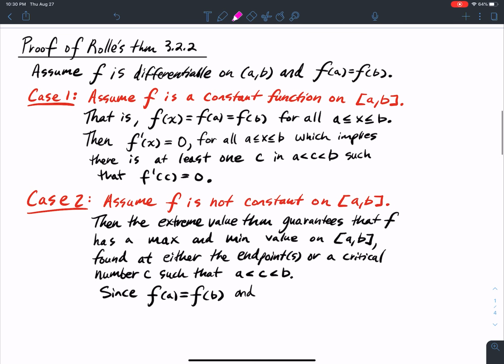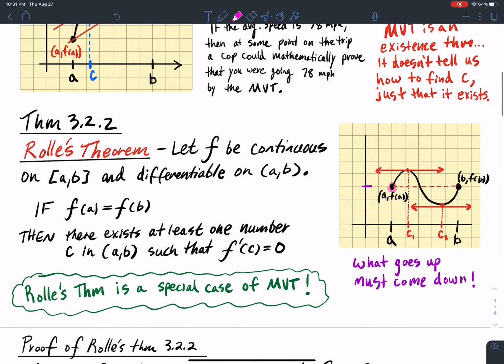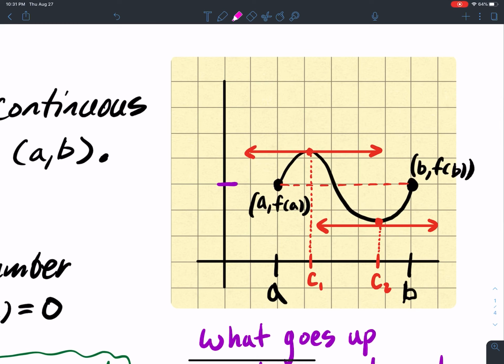Now, what do we know? We have assumed that f of a equals f of b, okay? So since f of a equals f of b, and f is not constant, then the max and min cannot both be at endpoints, all right? So what I just explained here is that there is no way to have a max and a min at the endpoints. If the function's not constant, then I have a max up here, even though these are mins at the endpoints, but not both max and min. And in this scenario, I have a minimum here, but then my maxes are both the same here.